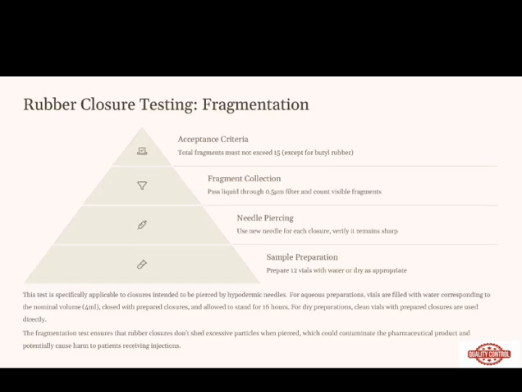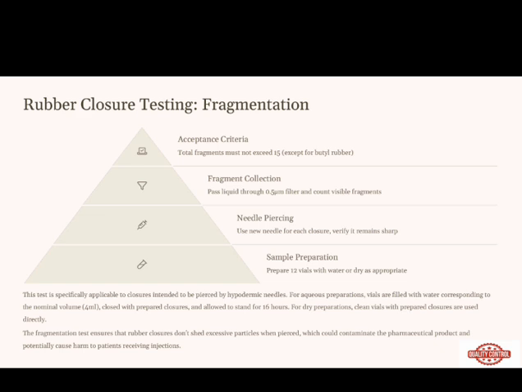Rubber closure testing. Fragmentation. Acceptance criteria. Total fragments must not exceed 15 except for butyl rubber. Fragment collection. Pass liquid through 0.5 micrometer filter and count visible fragments. Needle piercing. Use new needle for each closure. Verify it remains sharp. Sample preparation. Prepare 12 vials with water or dry as appropriate.